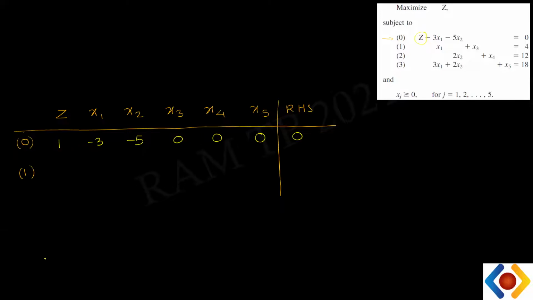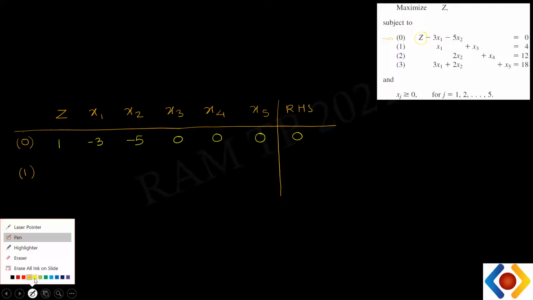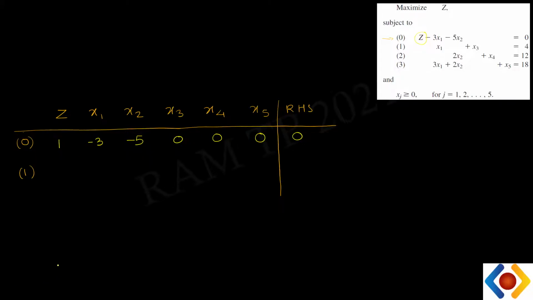Let's move on to equation 1. What is the coefficient of z in equation 1? 0. Z is not present there. What is the coefficient of x1? 1. Very good. What is the coefficient of x2? 0, not present. What is the coefficient of x3? 1. What is the coefficient of x4? 0. And x5? 0. What is the right hand side? 4.